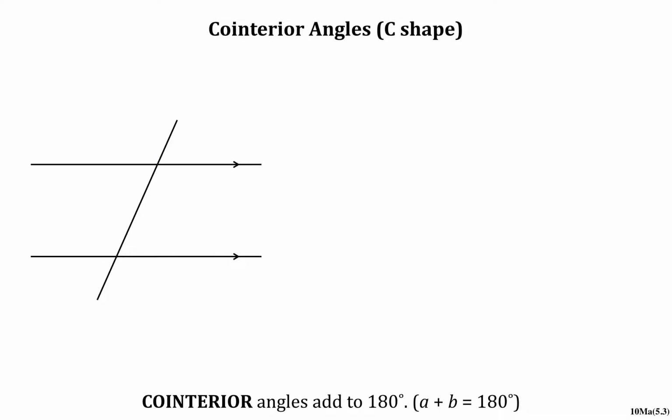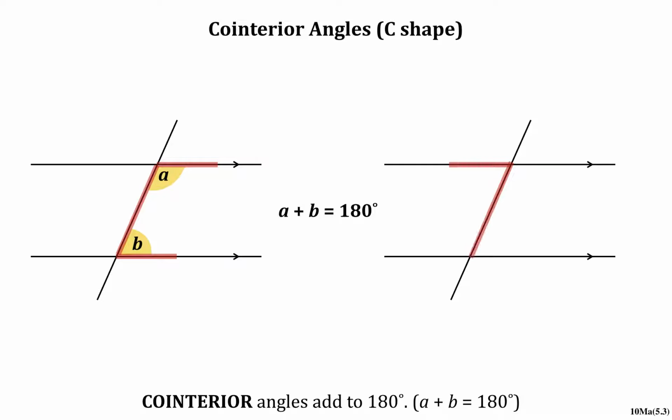Our last type, they're the trickiest type for parallel lines, and that's where we deal with cointerior angles, sometimes called C-shape. So you can see our C-shape, and it creates 2 angles. They are not equal. Those 2 angles, A and B, add up to 180 degrees. The C-shape could also work backwards, or a backwards C, and still creates 2 angles that add up to 180 degrees.